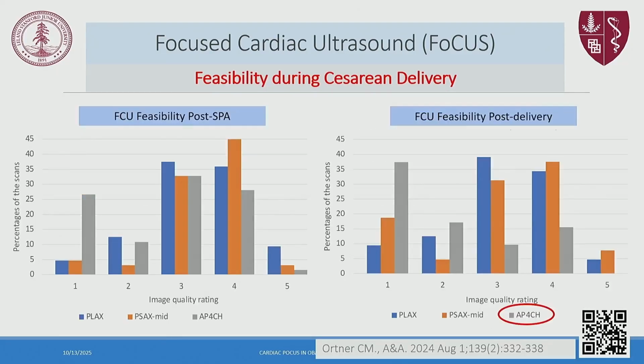What this graph tells you is that in particular the apical 4-chamber view, and that's not too surprising, you struggle a little bit more after the delivery. But we were still able to get very good parasternal short and long axis views right after delivery during C-section.